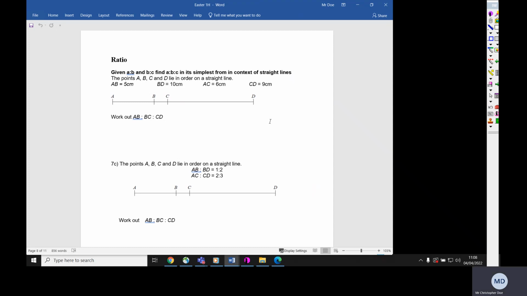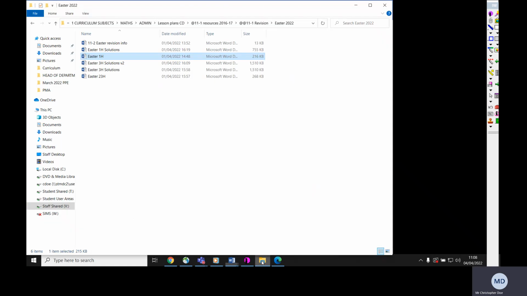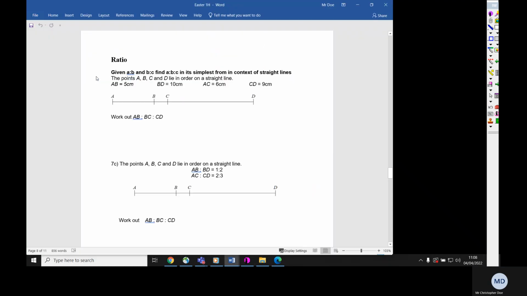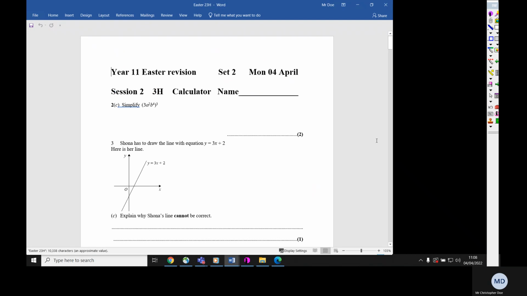Right, so let's leave the ratio for now then. What will we do next? Iteration. Right, iteration's in the second booklet. We now need a calculator though. I think we'll leave, well.